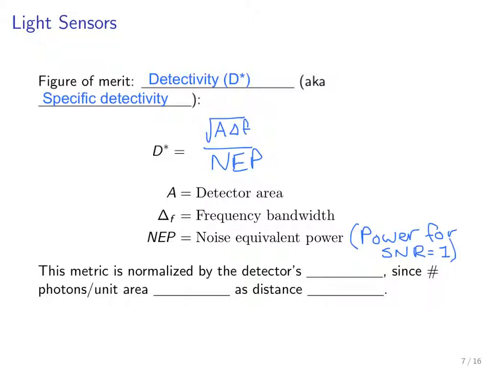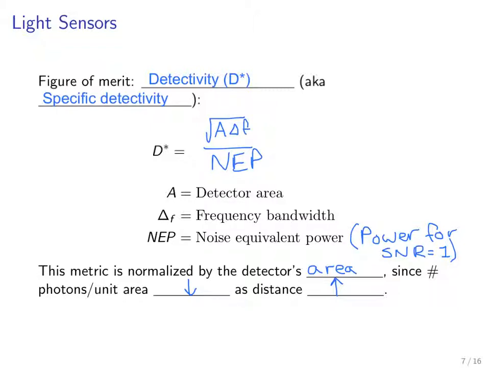Okay? So it turns out that this metric is normalized by the detector's area, even though it's multiplied by the root of the area. It turns out that it's actually normalized overall if you were to plug in all the definitions of these things. Since the number of photons per unit area decreases as distance from the source increases, it's possible to make any detector more sensitive just by increasing the surface area of the detector.